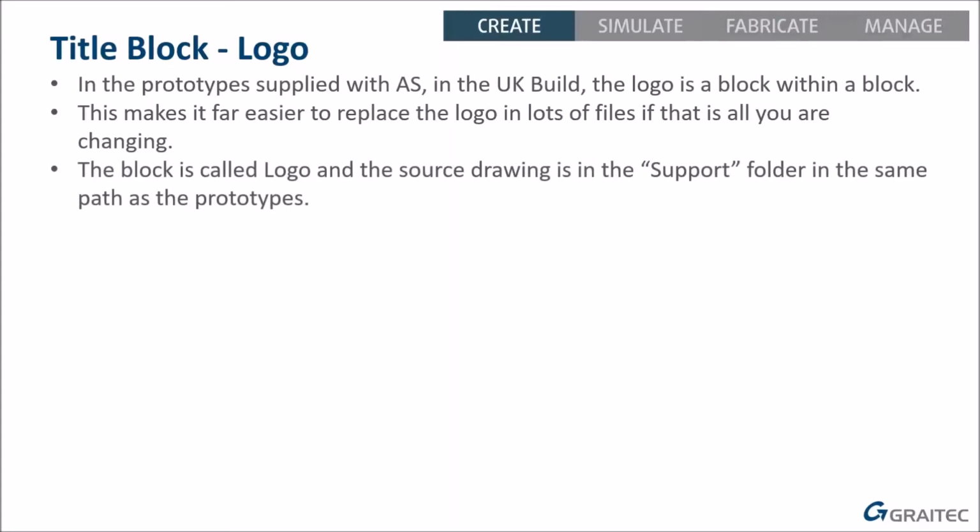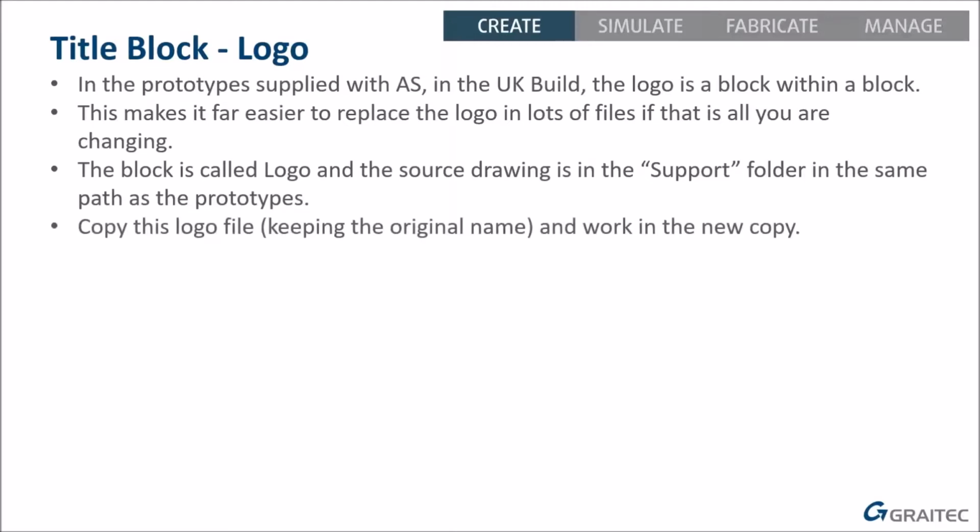So the block is called logo, and as always, you can't change anything. You must keep it called logo. It's actually in the folder one up from prototypes, so it's in the support folder where we went to before, but it's one above prototypes, and it's just called logo DWG. Copy that and save it somewhere else, so you're not overwriting the original, just in case. Again, always keep the originals. It must keep the same name. Can't call it my logo or something.